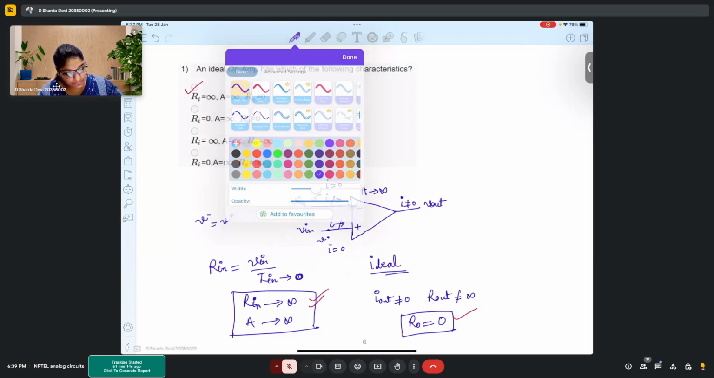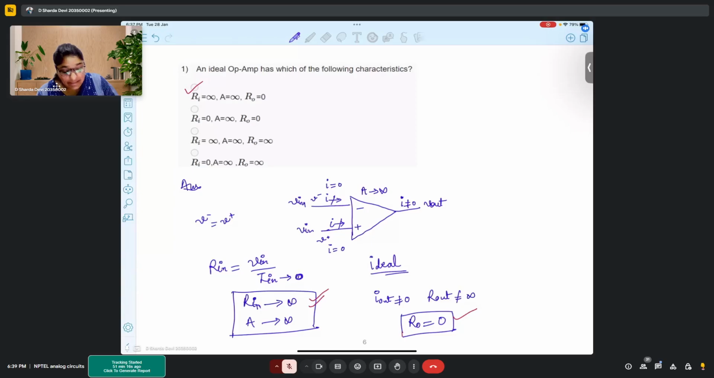Why Iout not 0? Yeah, Iout can never be 0. So your op-amp always has an output current. It is only the input current that you know will be 0.